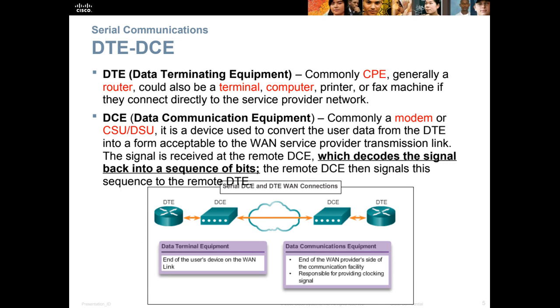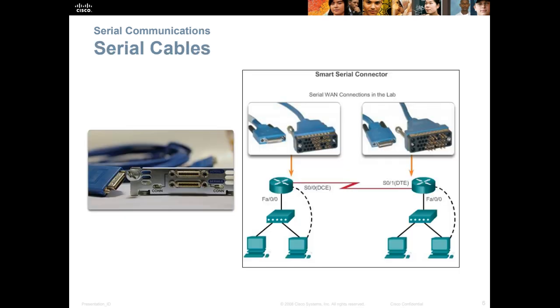So here we have the DTE, DCE connection: DTE, DCE, DCE, DTE. The DTE is the router. These are the cables for serial connections. These are serial WAN connection cables that are used in the lab.